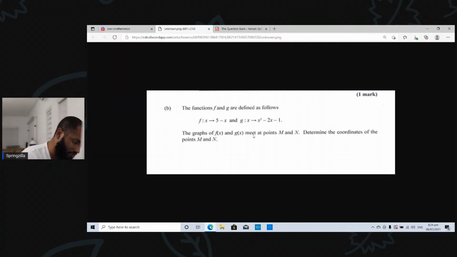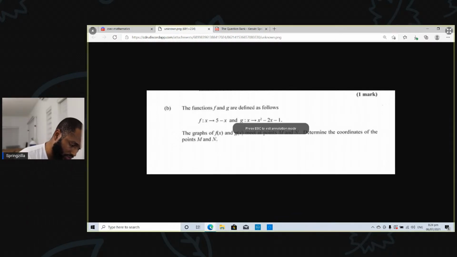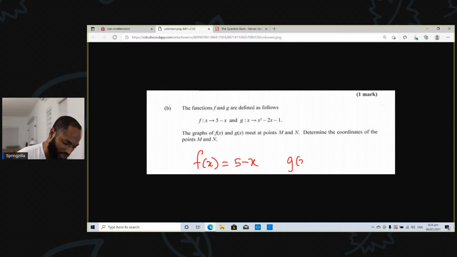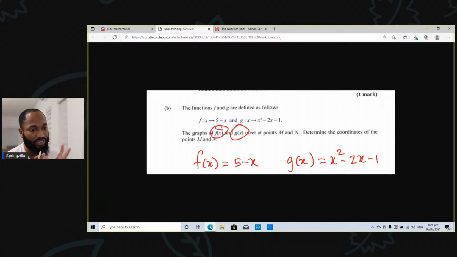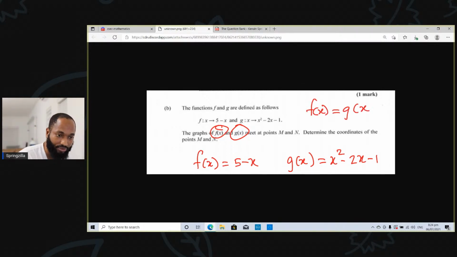Okay, not good enough. The functions, so we have f of x is 5 minus x. g of x is x squared minus 2x minus 1. And the functions meet at the points m and n. Determine the coordinates of m and n. So when they tell you meet in CXC, it means you do an equating, the simultaneous equation vibe, right? So if they meet, f of x is equal to g of x. You all know that? So what we're going to have to do is equate the two.